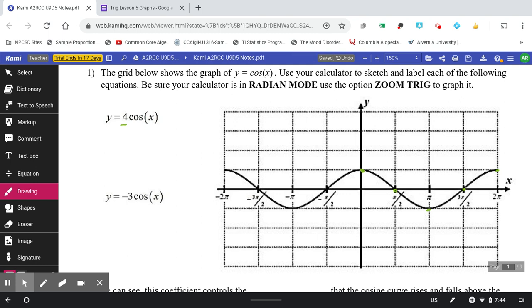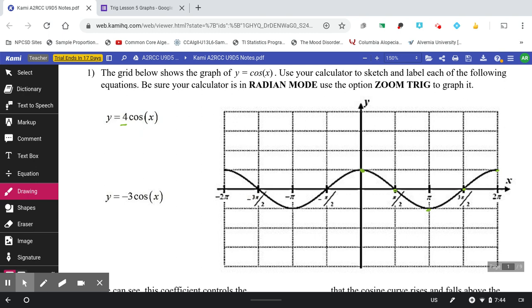Now, in order to do this on your calculator, you're going to make sure you're in radian mode. Go ahead and hit the mode button and make sure you're in radians rather than degrees. Then you're going to go into y equals, and you're going to hit 4 cosine x, and then hit the zoom button, and option number 7 is trig. And then you'll be able to see what the graph looks like. You can see that your graph is broken up into those quadrants.